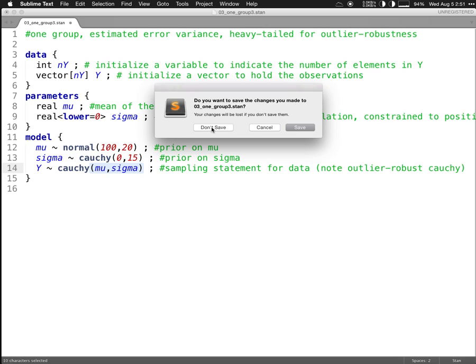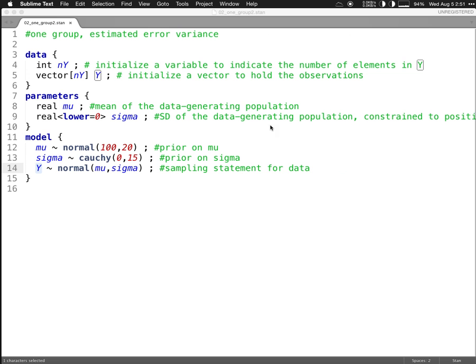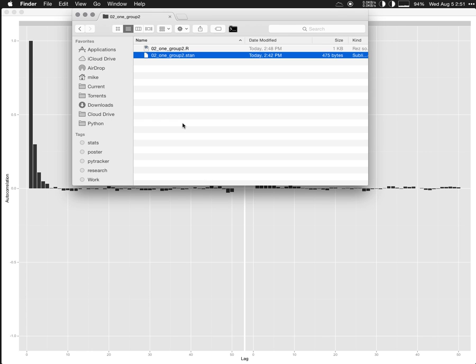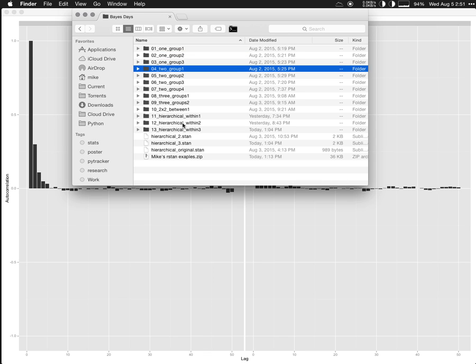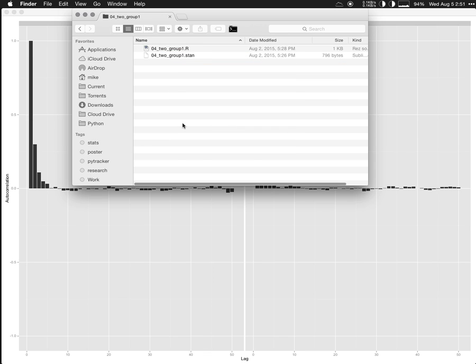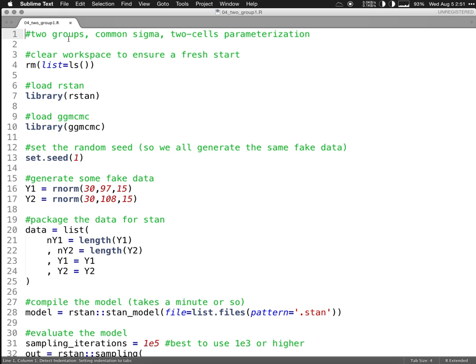So I'll stick with the normal for all the rest of these examples, but I just wanted to demonstrate that you can use different distributions very easily. So let's move on to something a little bit more interesting. Two groups.